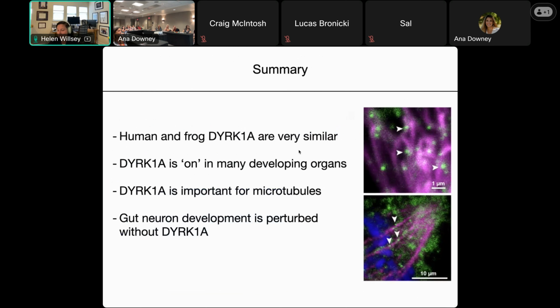Okay, so what I hope you can take away from this today is that the human and frog versions of DYRK1A are very similar, so it makes sense to be studying DYRK1A in frog. We need to take advantage of all the advantages of frog biology and experimental feasibility to make some new insights about the function of the human version. DYRK1A is expressed in many different developing organs, spanning the kidney, the brain, the heart. So it makes sense that patients with loss of function variants might have multiple different organs involved.